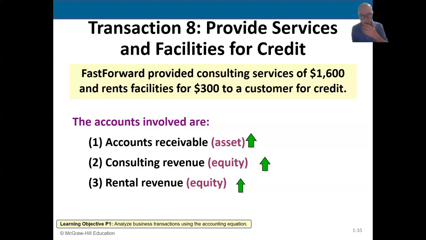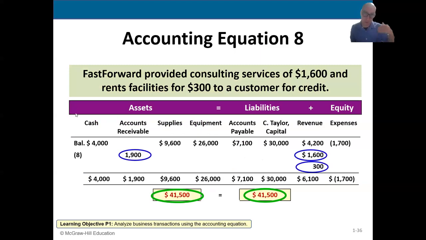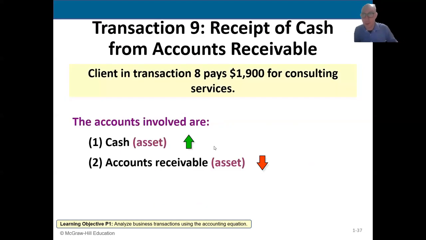$1,900 increase in receivables. And then we credited $1,600 and $300 respectively, the different types of revenue. And this is what it looks like on the accounting equation. We debit the accounts receivable $1,900. We credited two types of revenue, $1,600 and $300 respectively. The accounting equation still balances out. We're at $41,500.